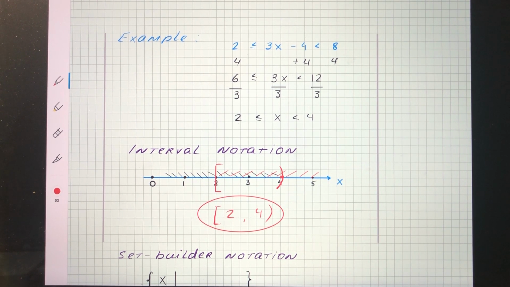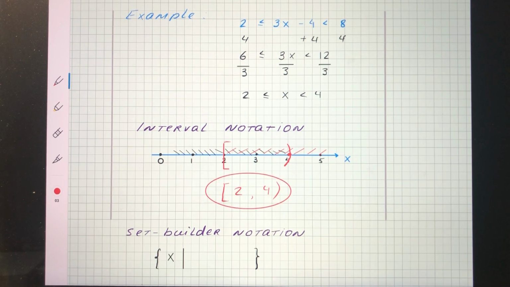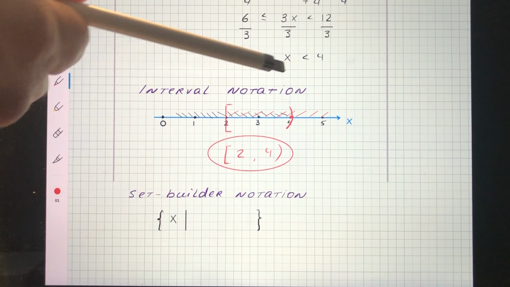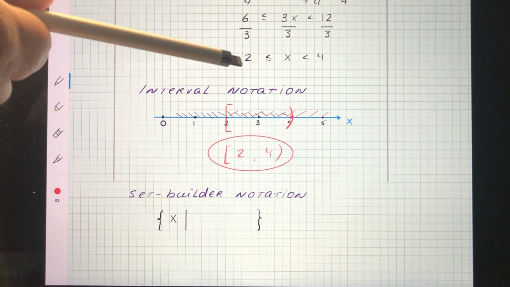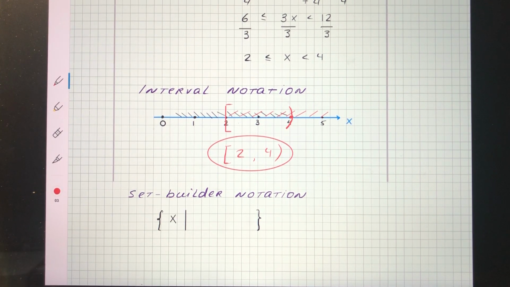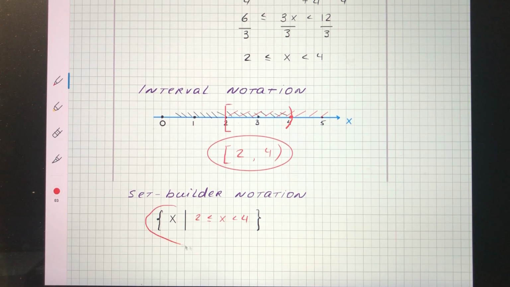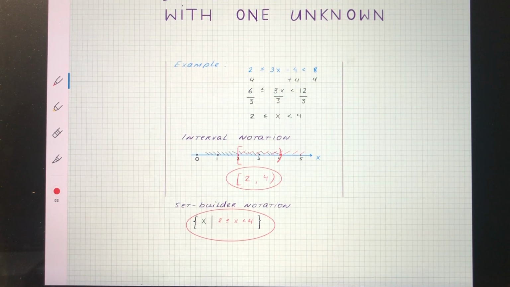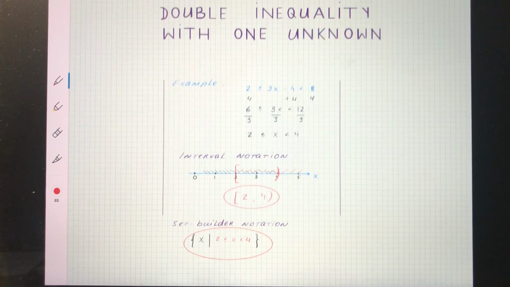In set builder notation, all we need to do is put curly parentheses to show that we have a set. Our variable is x, such that, and this is the rule that describes our answers. So we just copy over 2 less than or equal to x less than 4, and this is the answer in set builder notation. And that's it for how to solve a double inequality with one unknown.